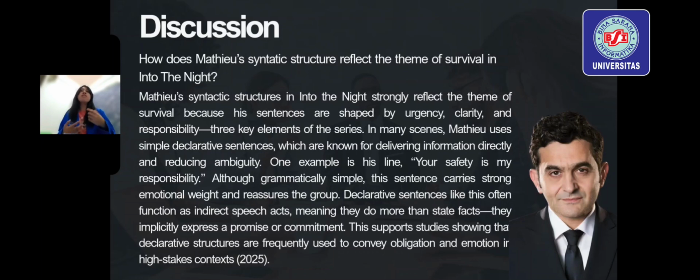Declarative sentences is a new definition. So while analyzing this, I got a lot of new information. I got a lot of new words like declarative sentences. The simple definition is a sentence that is used for clear, firm information. That's the shorter meaning. Which are known for delivering information directly and reducing ambiguity. So it's clear enough to explain and understandable.